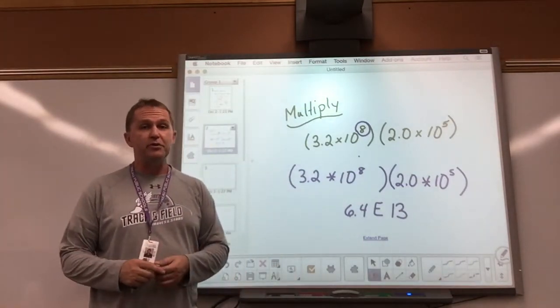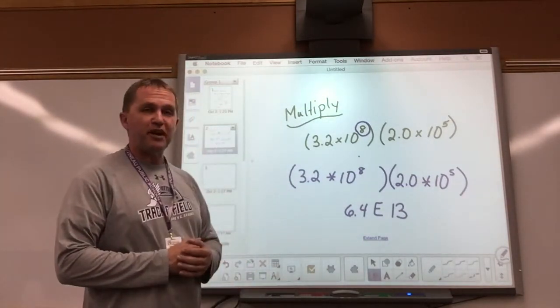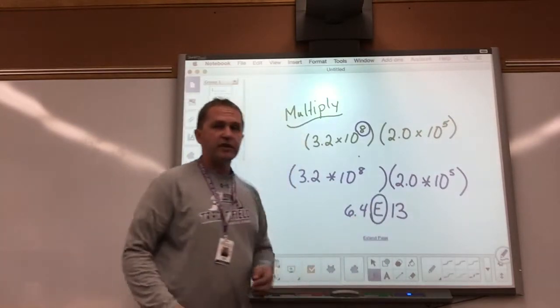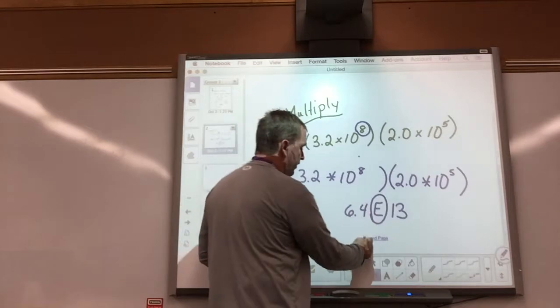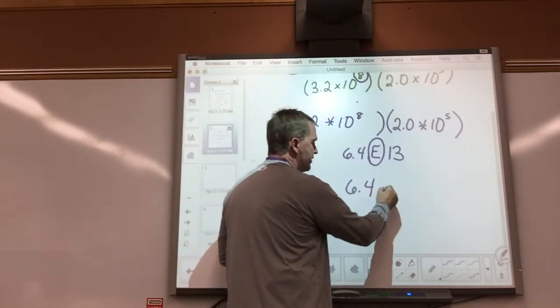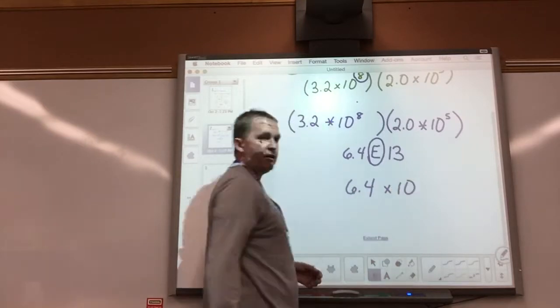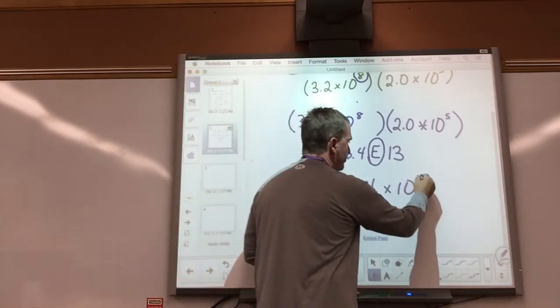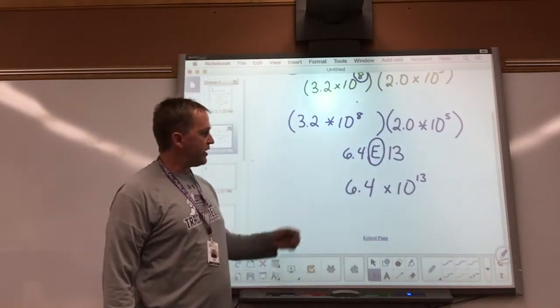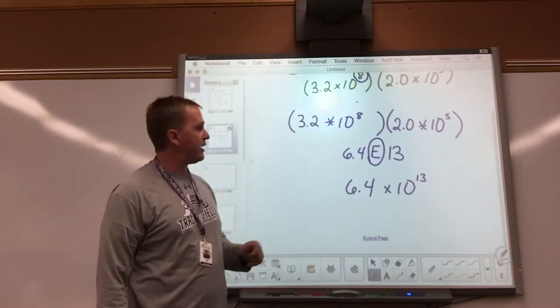I'd like to remind all students that's probably not an acceptable answer in a class, because this is the calculator's way of writing scientific notation. So hopefully at this point you would convert this and say, when I see that capital E, that's the calculator saying times 10, and then whatever number follows, which in this case is the 13, is the number that goes up on the top. So in this case it would be 6.4 times 10 to the 13.